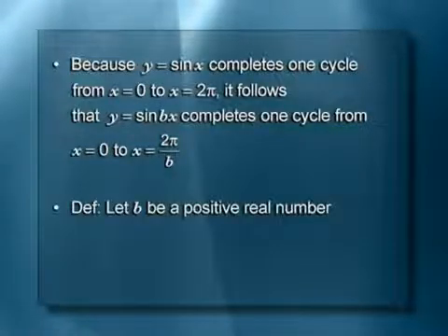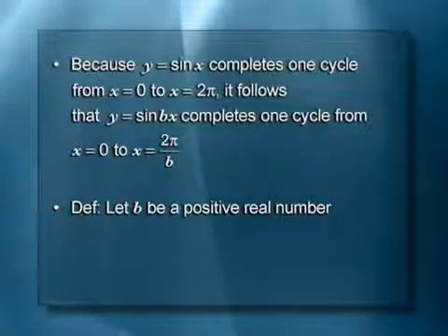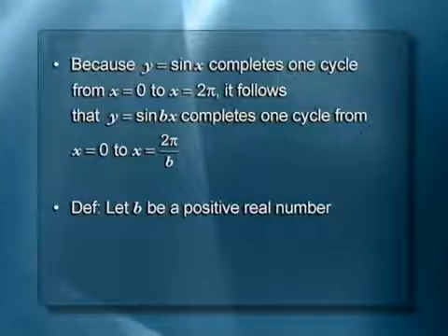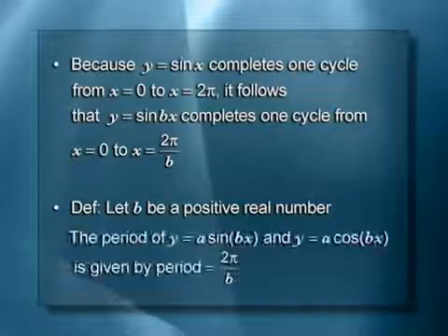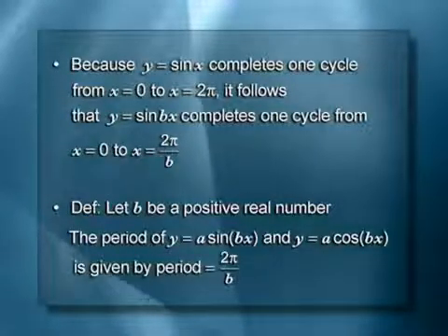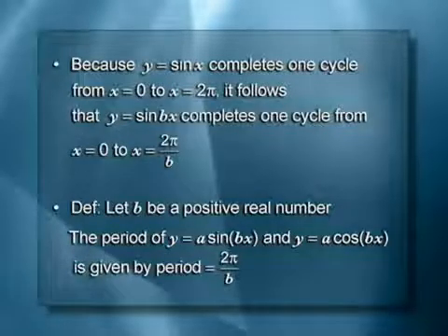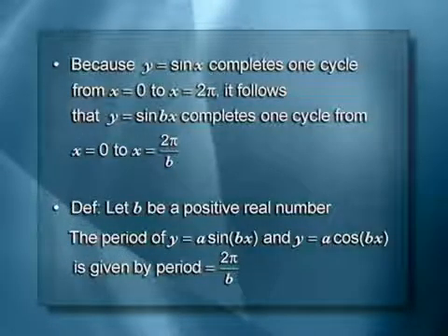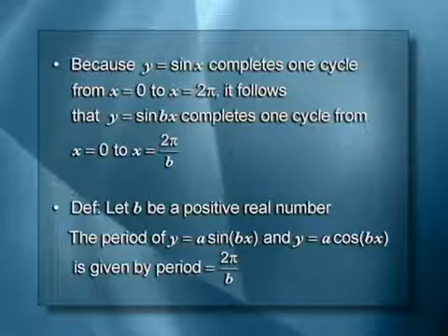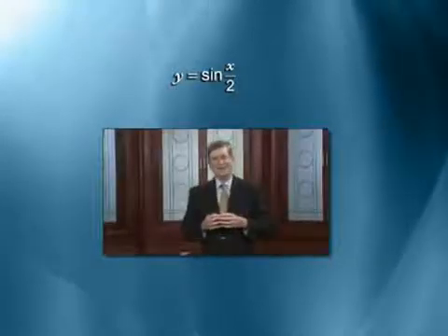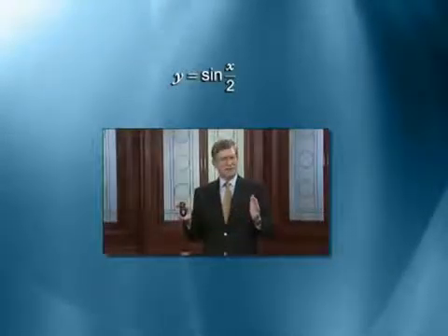So here's the definition. Let b be a positive real number. The period of a sine bx and a cosine bx is given by 2 pi over b. In particular, if b is 1, the period is just 2 pi, as before. Let's do an example of this. And again, you'll see this is pretty straightforward. What does sine of x over 2 look like? Well, again, you should expect it to look like the sine function.